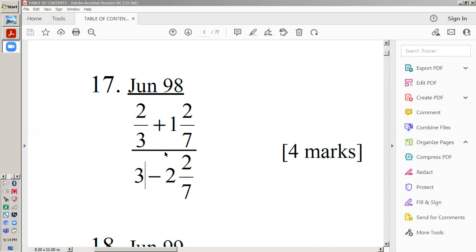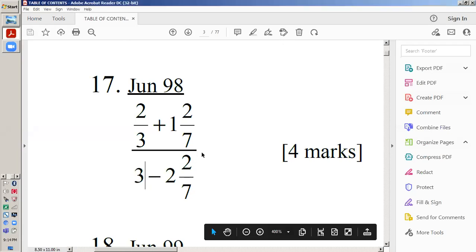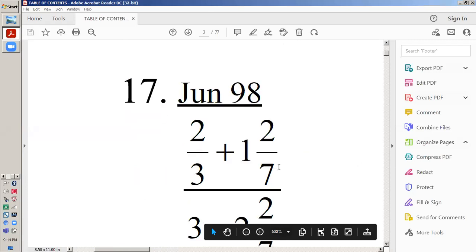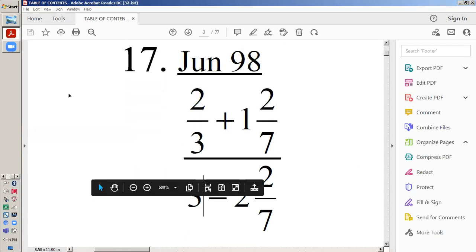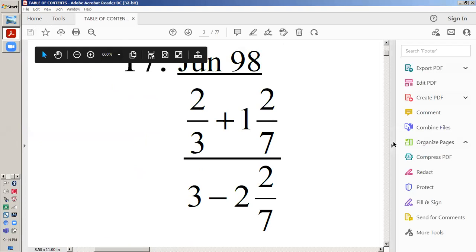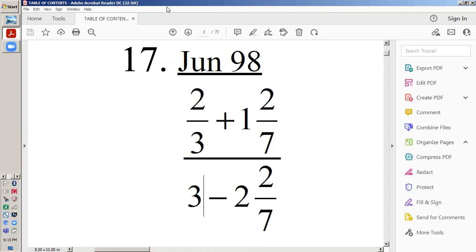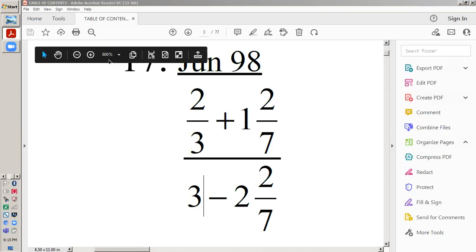Yes, sir. As I was saying, you see where the 3 is? Put 3 over 1. Okay. All right. Someone saying something? Yes, sir. Repeat what you were saying about the 3. Put 3 over 1. Write the 3 as 3 over 1. Okay, sir.